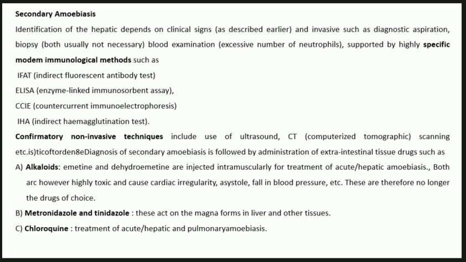So this is diagnosis, followed by drug administration. So drugs will be given. What kind of drugs? Some alkaloids are there, as shown. Treatment for acute hepatic amoebiasis: you have metronidazole, which acts as a magnaform in the liver and other tissue, and you have chloroquine. So these are some of the drugs that are used here.